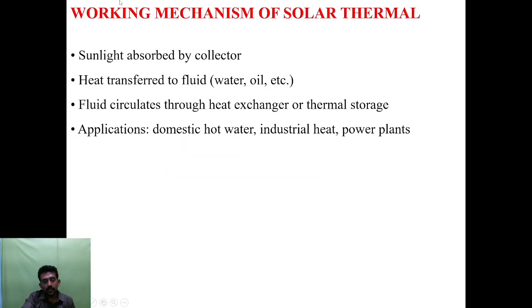So this is the next: the working mechanism of solar thermal systems. Sunlight is being absorbed by the collector. The heat is transferred to the fluid, which can be water, oil, a phase changing material, or any material that has high heat absorption capacity.